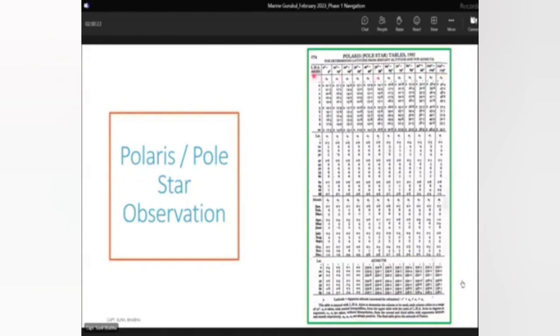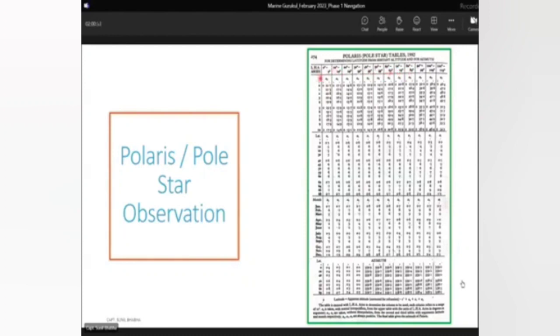So for entering the table, we first have to find the LHA of Aries. The time of observation is given to us in the question. Using that time, we obtain the GHA of Aries from the almanac. The longitude is given to us in the question. Using the longitude, we obtain the LHA. Once the LHA is obtained, we can enter the respective column as per LHA and get the corrections.